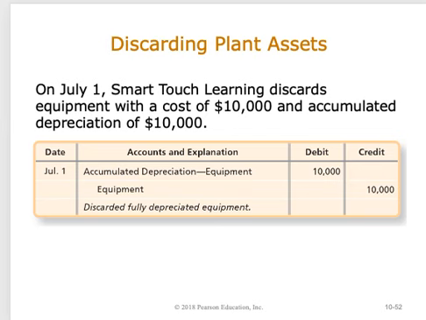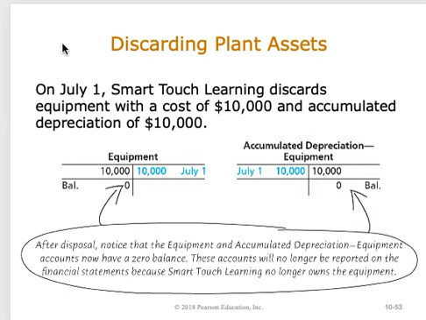Not everything is going to be that simple though. On July 1st, Smart Touch Learning discards equipment with a cost of $10,000, same problem, and accumulated depreciation of $10,000. This is showing you the T accounts, and so we just zero that out by that journal entry.